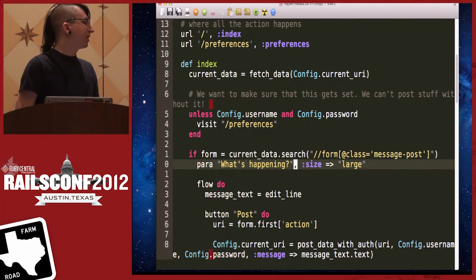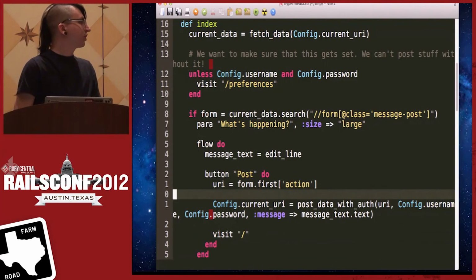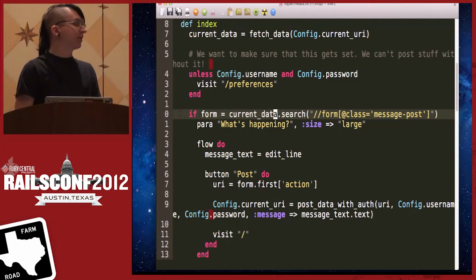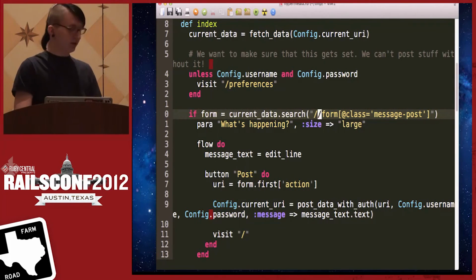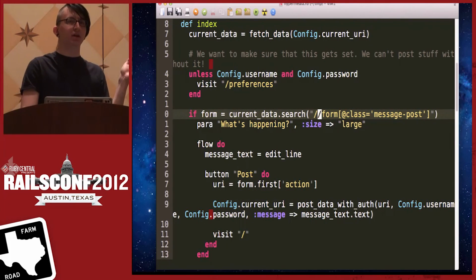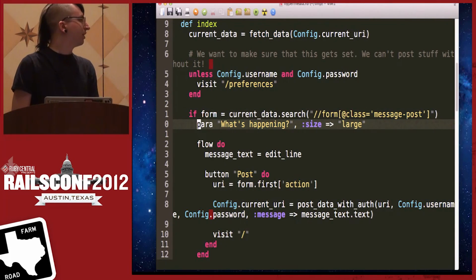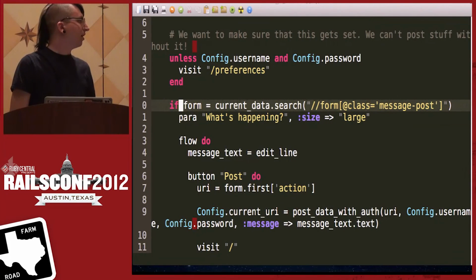So if we have that configuration already, what we do is we take the current data that was returned, and we use, in my case, XPath to search. Can you guys see this? Should I make this bigger? This is smaller. I don't know. I'll do it a little bit.